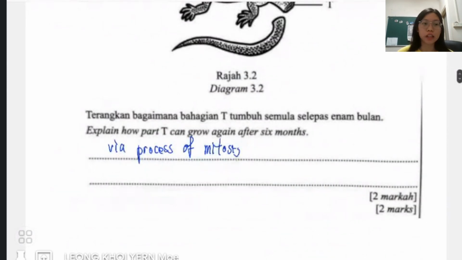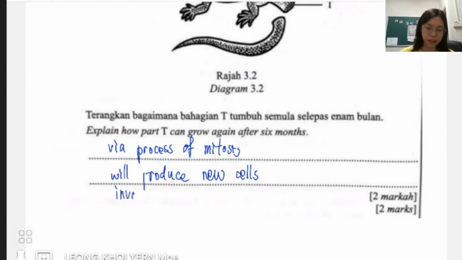Mitosis basically keeps producing new cells, and this involves regeneration. That's why there will be a new tail that grows again. This is what the lizard has, the regeneration ability.